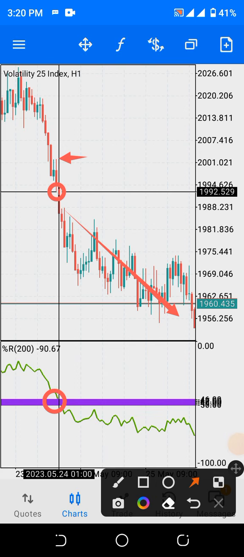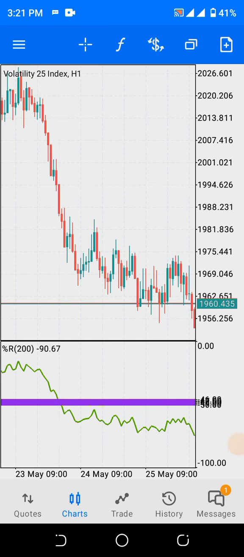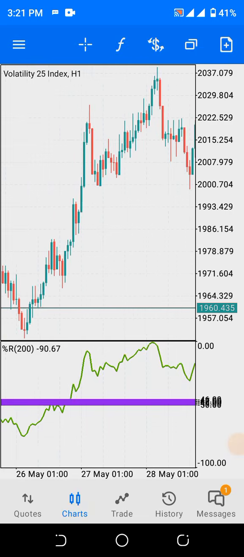You understand? So this particular strategy is straightforward, and I have been generating a lot of profit with this on volatility 25 index on 1 hour time frame. Do you understand? So you can jump on this and keep recording massive profit trading volatility 25 index on 1 hour time frame. Do you understand? All right, now we proceed.